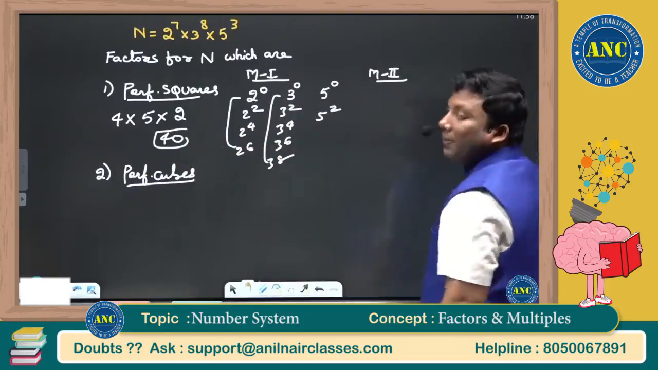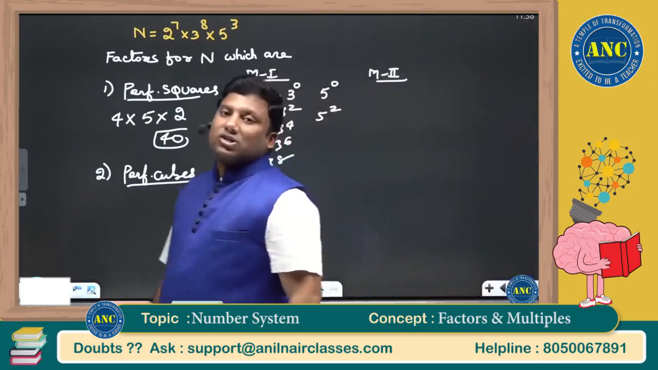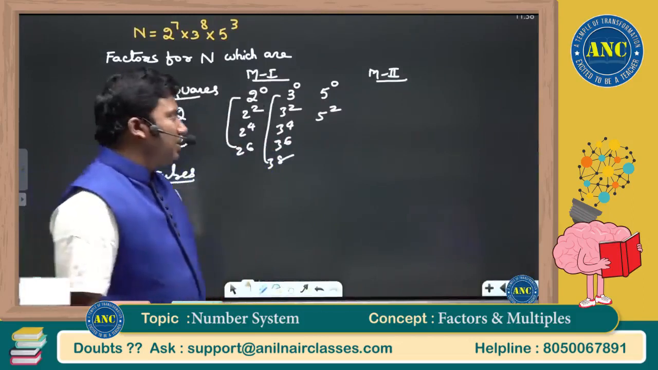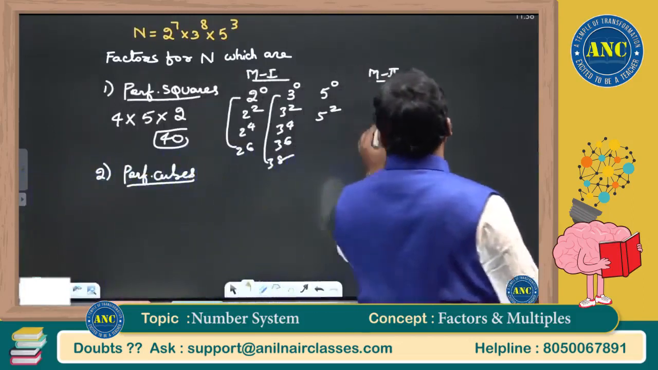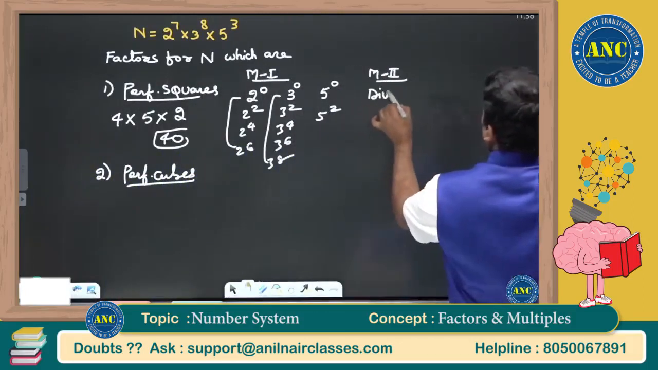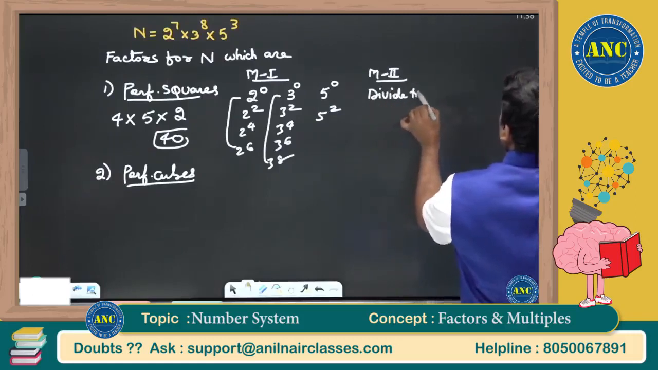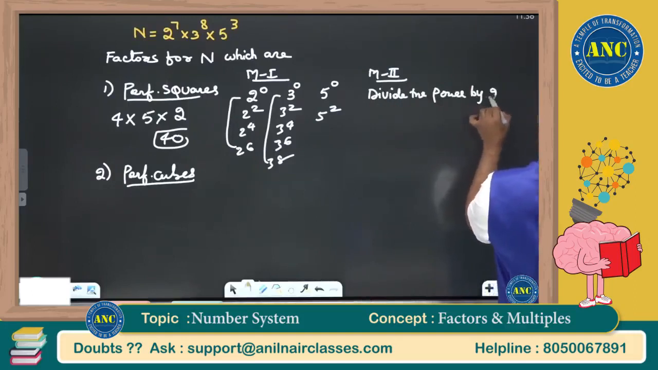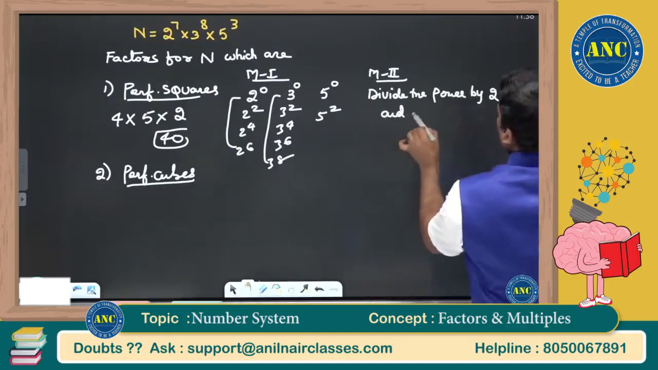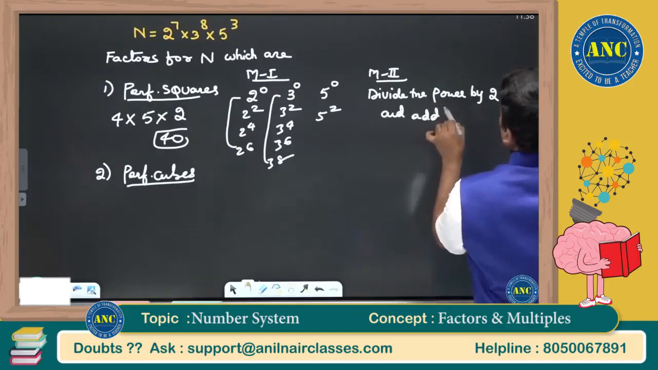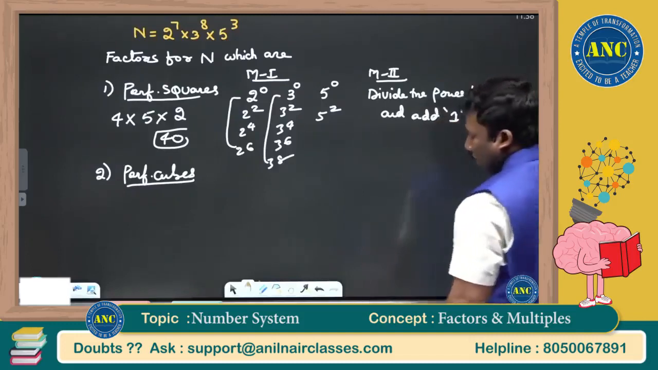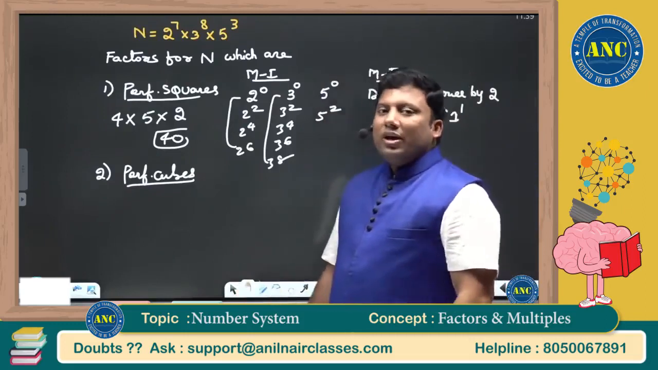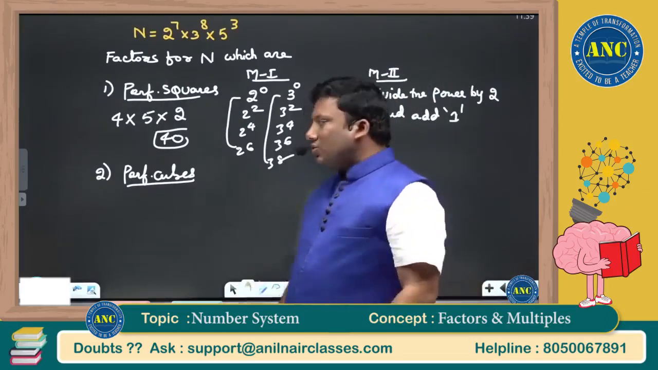What do you mean by a perfect square? A perfect square means power should be an even number, including 0. Even number is always divisible by 2. Divide the power by 2 and add 1. Why are we adding 1? Because 2 power 0, 3 power 0, 5 power 0, all these are equivalent to 1. 1 is a perfect square, and a perfect cube.